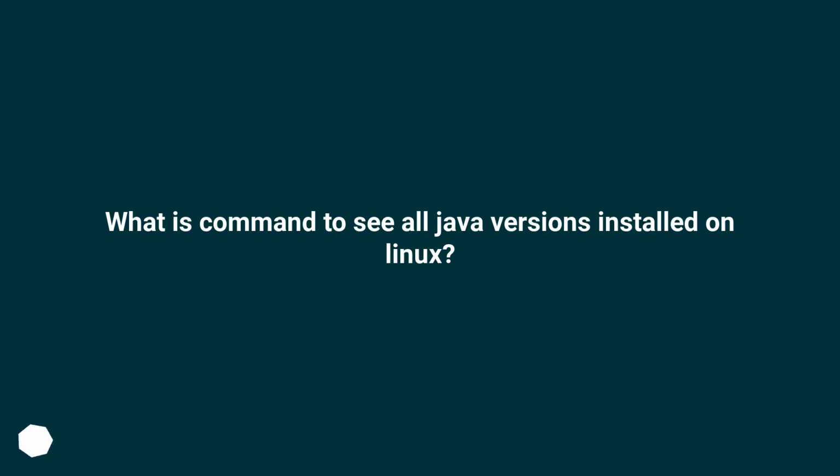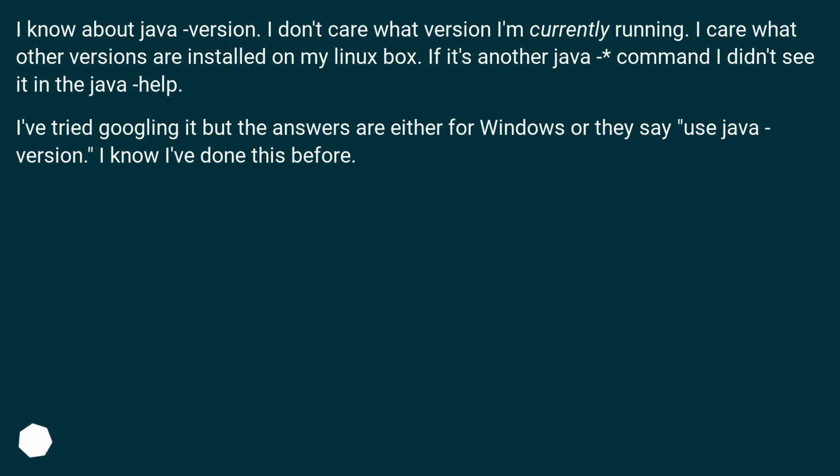What is the command to see all Java versions installed on Linux? I know about java -version. I don't care what version I'm currently running. I care what other versions are installed on my Linux box.